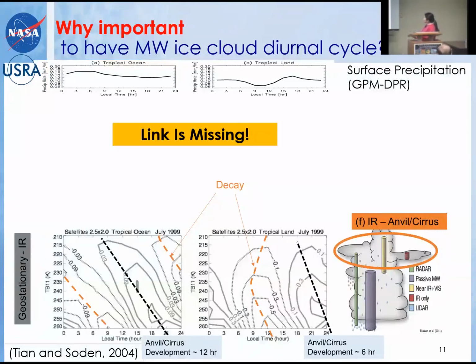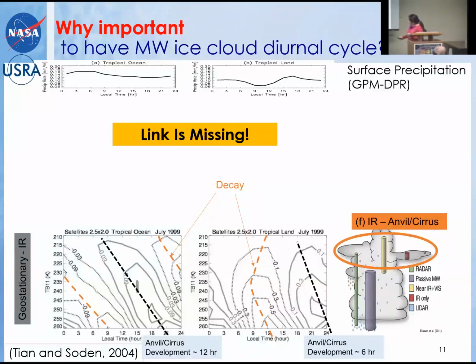And this is from the geostationary data combination over tropics. And this is tropical ocean, tropical land, and this is 11 micron brightness temperature, so infrared channel. And this is a two-dimensional PDF. This is local time, and this is brightness temperature. So the colder the brightness temperature is, the thicker cloud is. So you can consider this is very thick anvil, and this is very thin cirrus cloud.